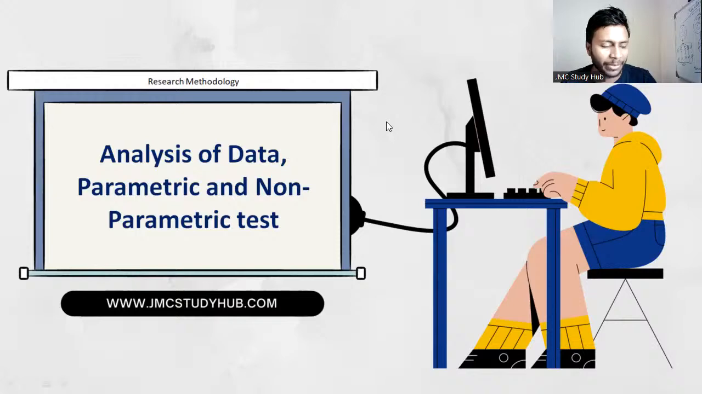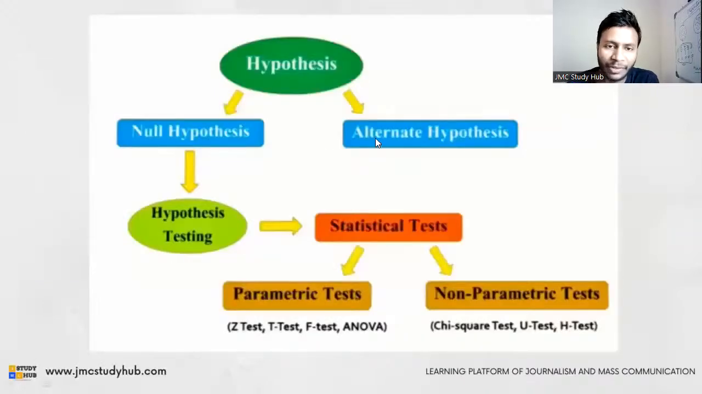Today's topic is parametric and non-parametric. What are the differences between them? We'll understand the concept of these two. Okay, so understand this: when is a parametric or non-parametric test applied, and where in the research process does it come?